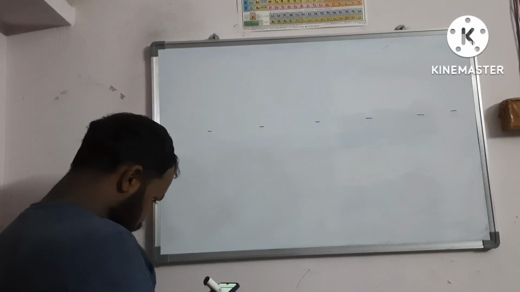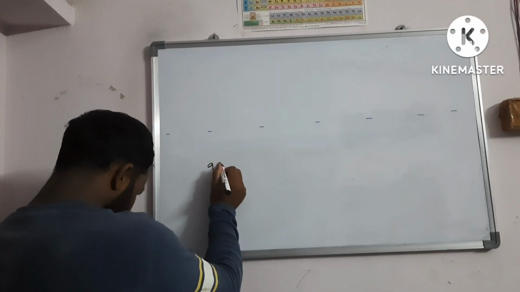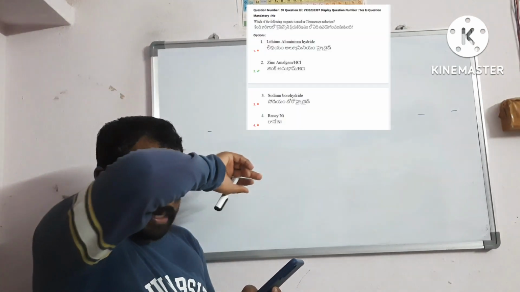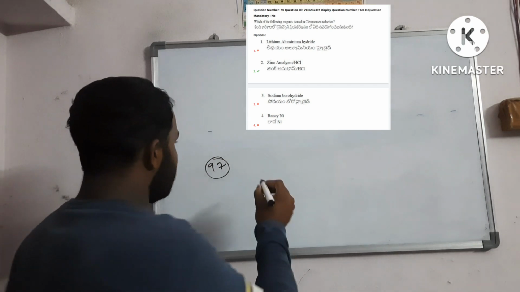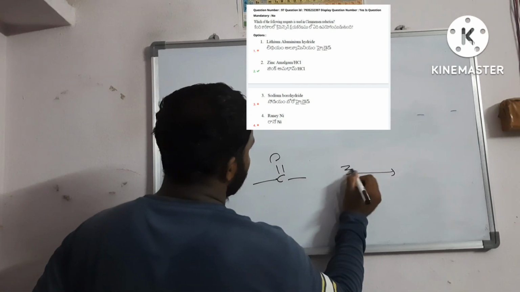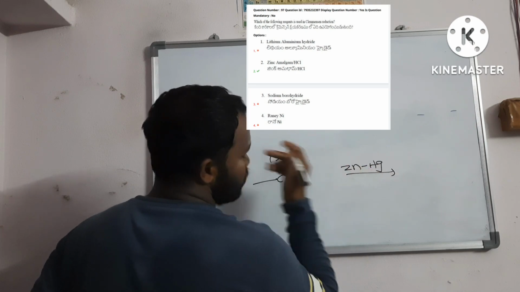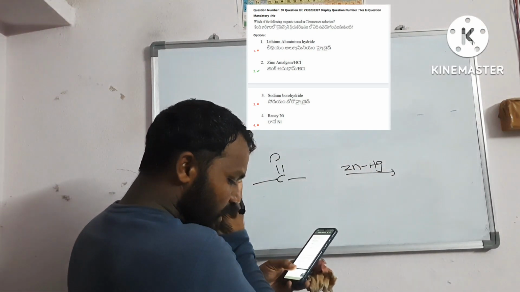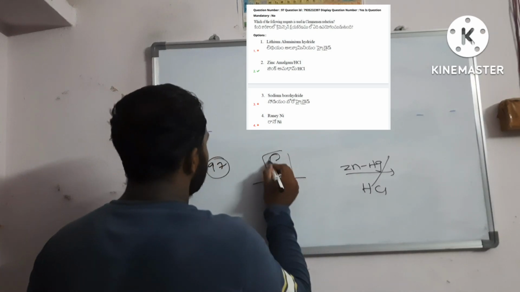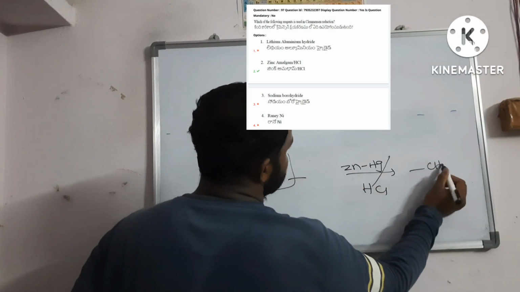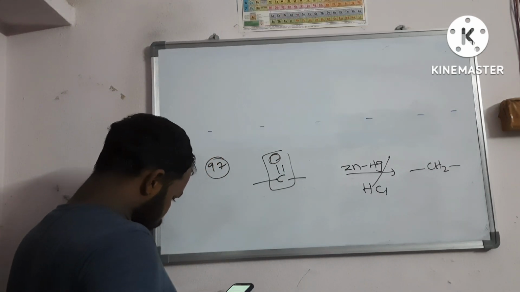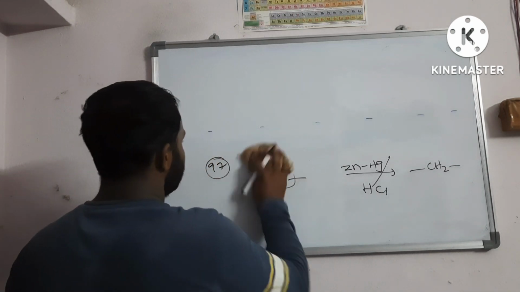Next concept, question number 97. Which of the following reagent is used in the Clemmensen reduction? Clemmensen reduction is nothing but what? If I take a ketone in presence of zinc amalgam, that is zinc mercury, in HCl, you will get reduction. The C double bond O will be reduced to CH2. This is the Clemmensen reduction. Next, question number 98.